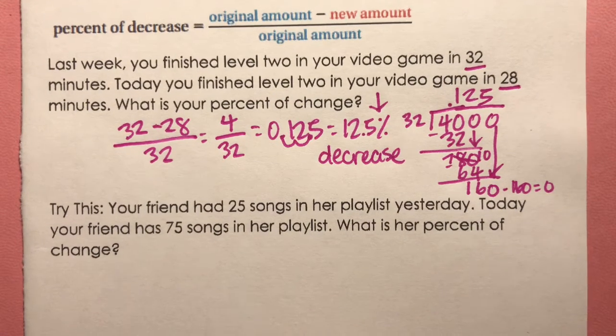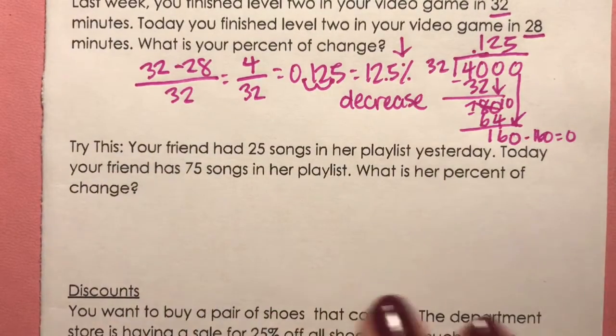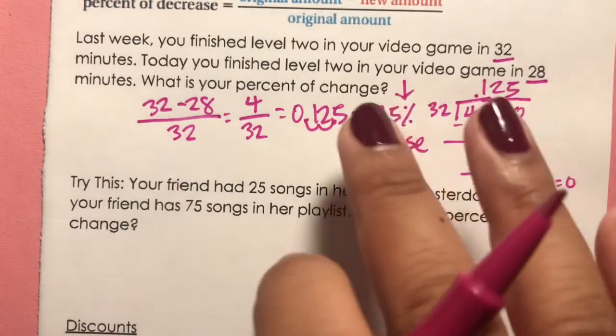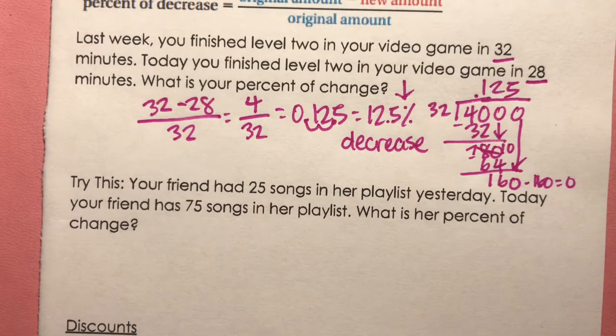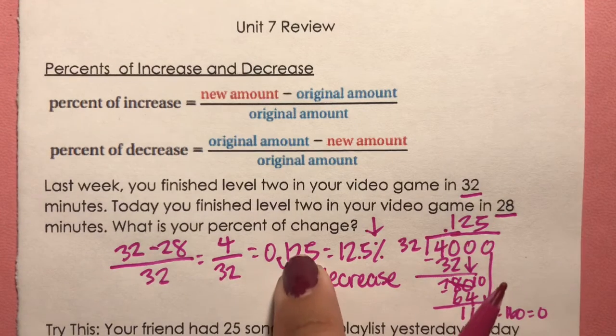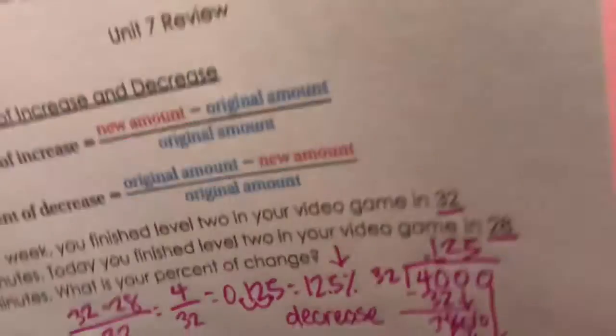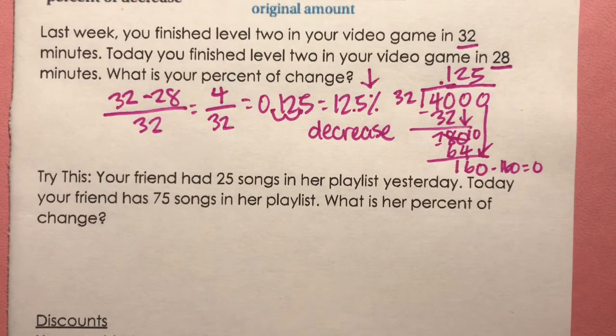Now I want you to try this on your own, using the same method that I used up here. Make sure you check first: is it a percent of increase or a percent of decrease? Just look at the numbers and see whether the original number went up or went down. Then use one of these formulas and make sure you turn your decimal into a percentage. If you leave it as a decimal, that's not the correct answer. After you finish that, you can move on to the second video.